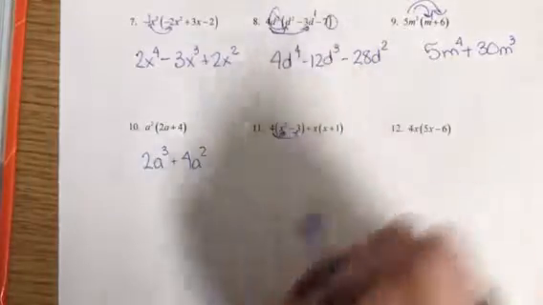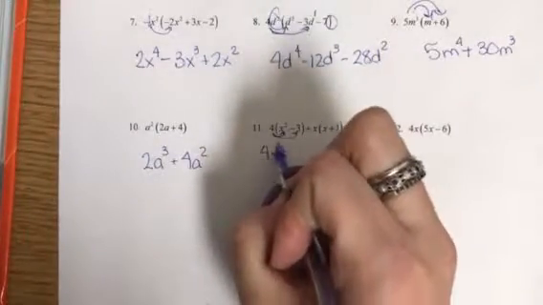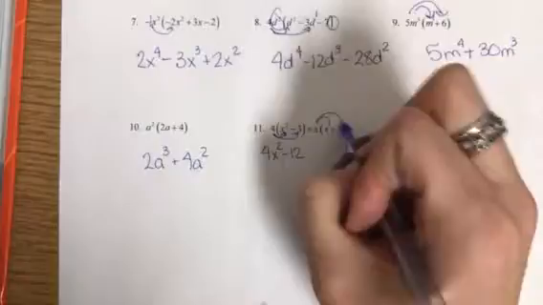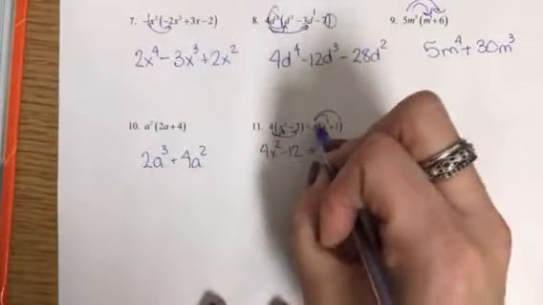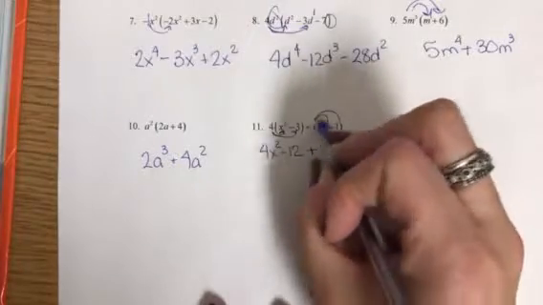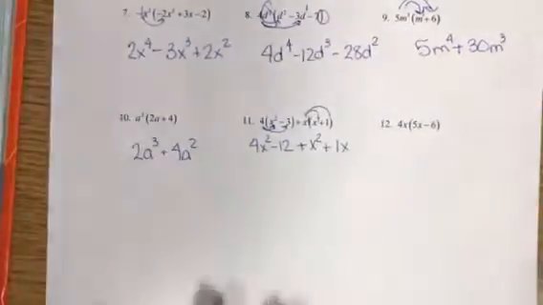11, okay, so we'll pass out on this first one. That gives us a 4x squared minus 12. And then we'll have to distribute on the second one here. This is a positive x, so x times x gives us x squared plus 1x.